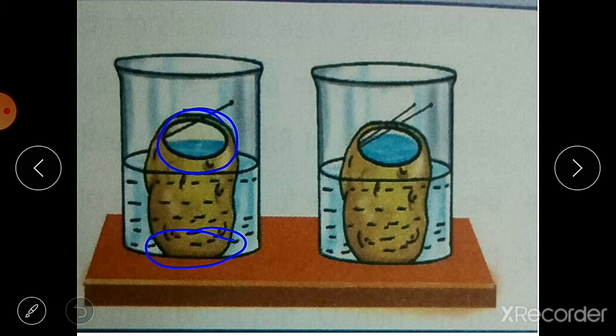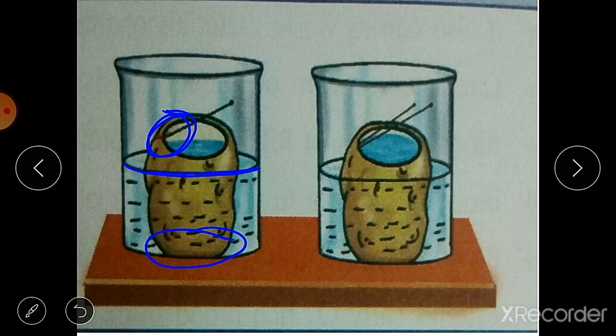Here you have to mark its level by inserting a pin in the potato. Then keep this potato in a dish containing water, or you can take a beaker also. The level of water in the dish should be below the level of the pin. So the level of the pin is here, so the water should be here. And leave this setup for a few hours.